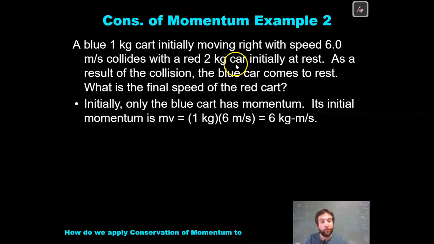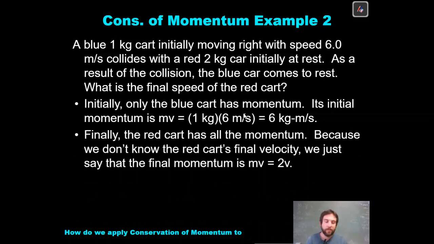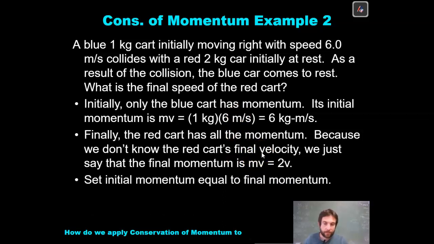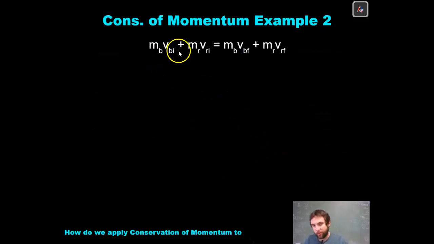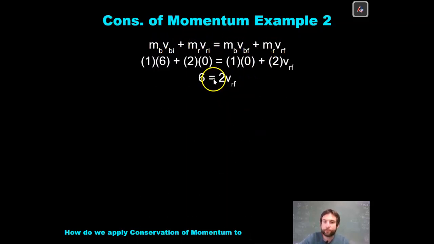So initially, only the blue car has momentum, and its momentum is 6 kilograms times meters per second. And then after the collision, the red car is the only one with momentum, but we don't know the speed. So we would say the final momentum is mv equals 2 times v. Set the initial momentum equal to the final momentum. Initial momentum of both objects equals the final momentum of both objects. 3 meters per second.